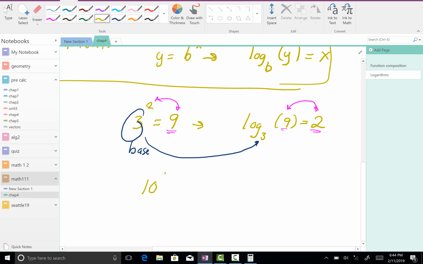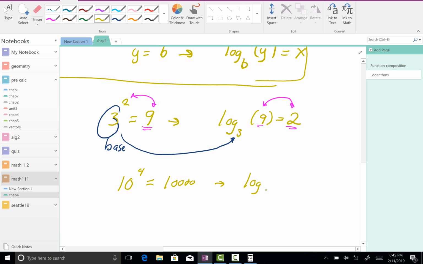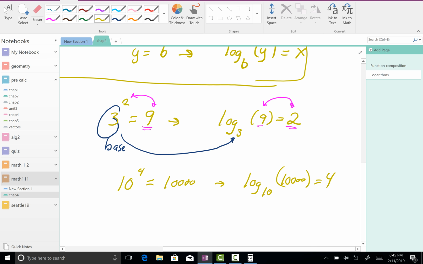So one to really look at is 10 to the 4th. Written as a log, that's going to be the log base 10 of this number is equal to 4. And we can check that out. Let me see how this calculator handles it. There it is. Okay. Now, when you're doing logarithms in Desmos, there are 2 types.